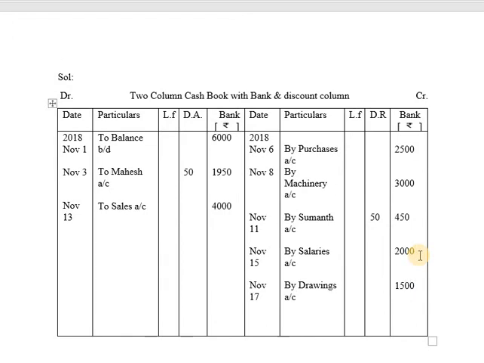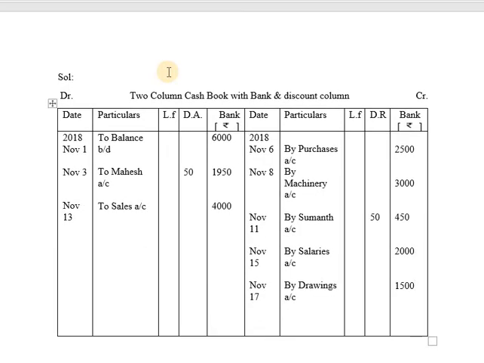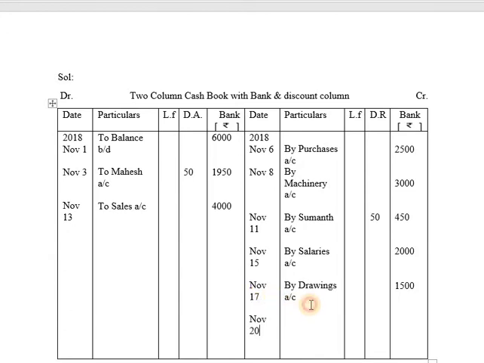Next, after November 17 we have a transaction on November 20, postal charges 800 rupees. So you are paying for postal charges 800 rupees. So amount is going from the business. It will be recorded on credit side of cash book. It will be recorded as November 20 by postal charges 800. So here you will be writing it as November 20 by postal charges account, and here it will be recorded as 800 rupees.